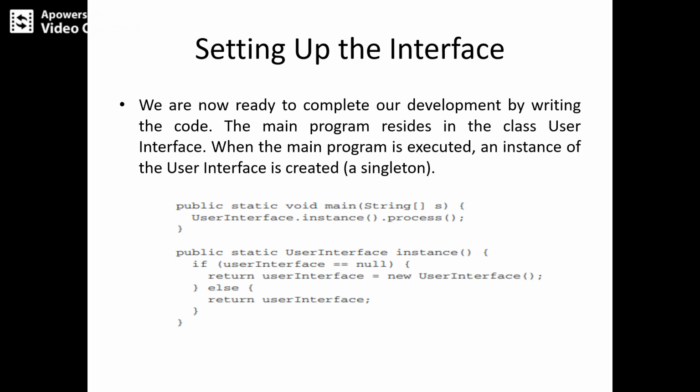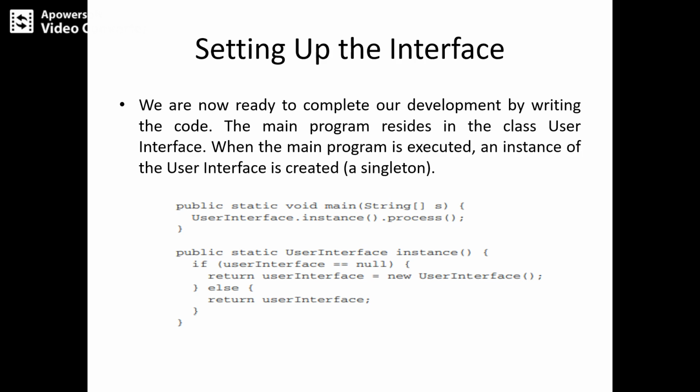So this is the main thing we need to concentrate on before going to the actual implementation of the design part in the library management system. Here is public static void main. We know that a singleton class that we have taken as UI dot instance method dot process will instantly create a user interface.